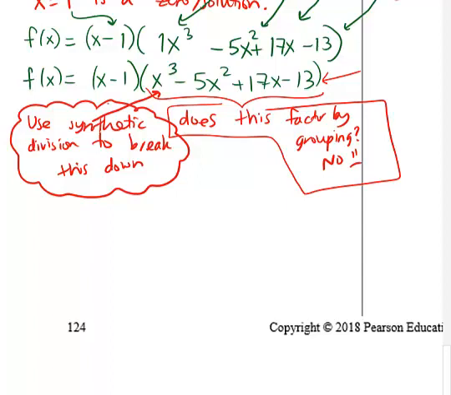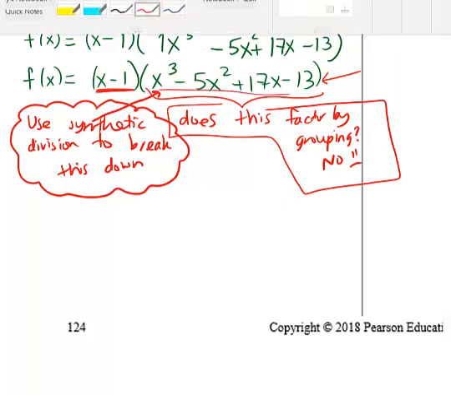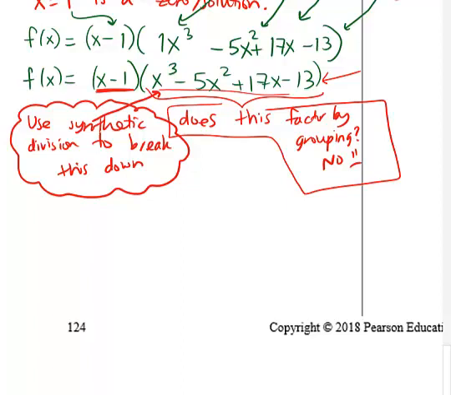This problem started with a fourth power polynomial. Now we've broken it down to a linear factor, x minus 1, and a third power polynomial. So we've knocked it down by 1 power, but we're going to have to knock it down one more time. Synthetic division with x equals 1 didn't work, so let's try negative 1. Let's see how that goes.